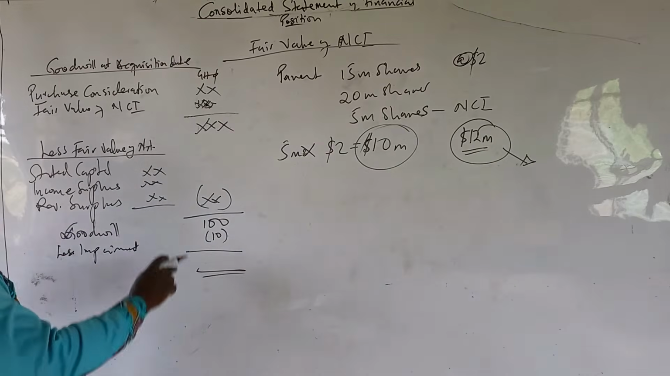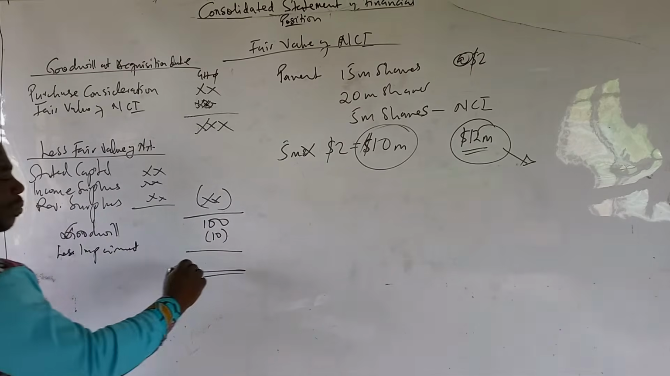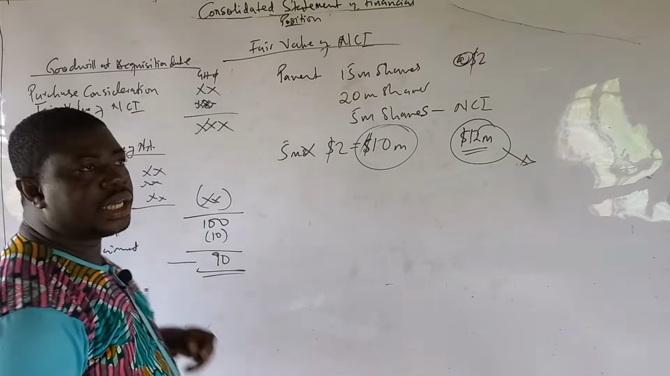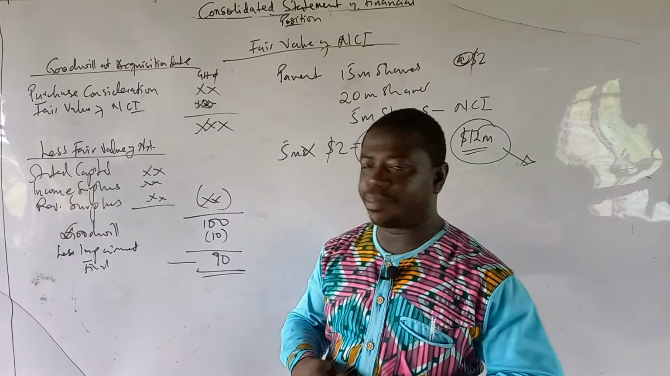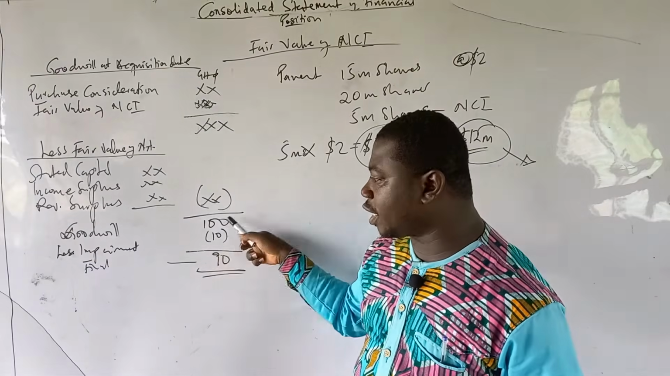So if goodwill is impaired, just after calculating the goodwill, that is where you have to take out the impairment to get the 90. And this final goodwill is what you are taking to the consolidated statement of financial position. But this impairment will be treated twice. The first one is that you are taking it out of the goodwill.